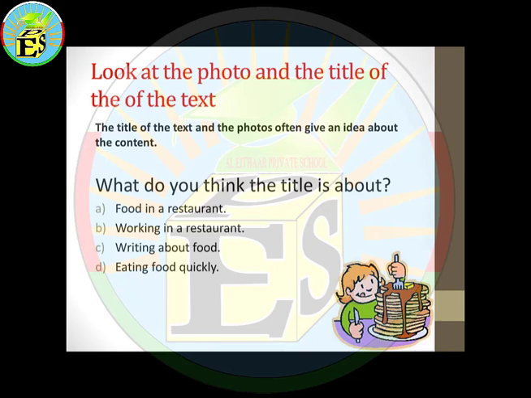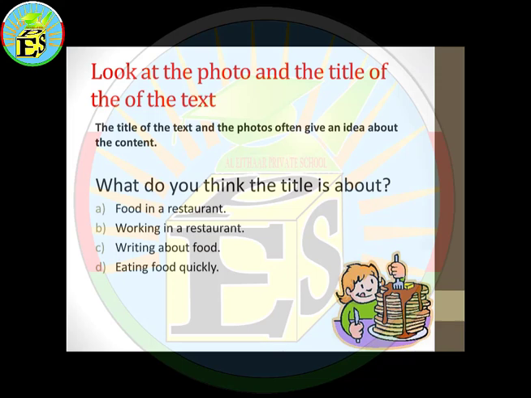Now, I want you to look at the photo and the title of the text. In the photo we can see a woman eating, and she's holding a bottle of water in her hand, and she has red eyes. And the title is Can Eating Be a Sport? It's written in bold and big font. So what we need to know here is that the title of the text and the photos often give an idea about the content. I'm going to repeat this because it's important. The title of the text and the photos often give an idea about the content.